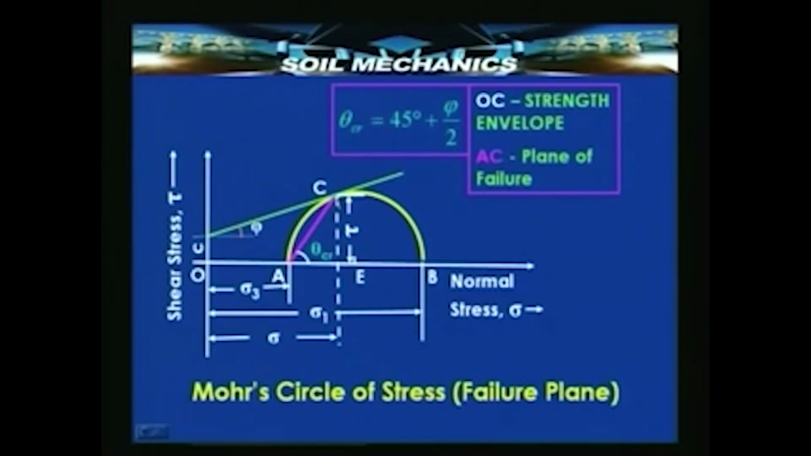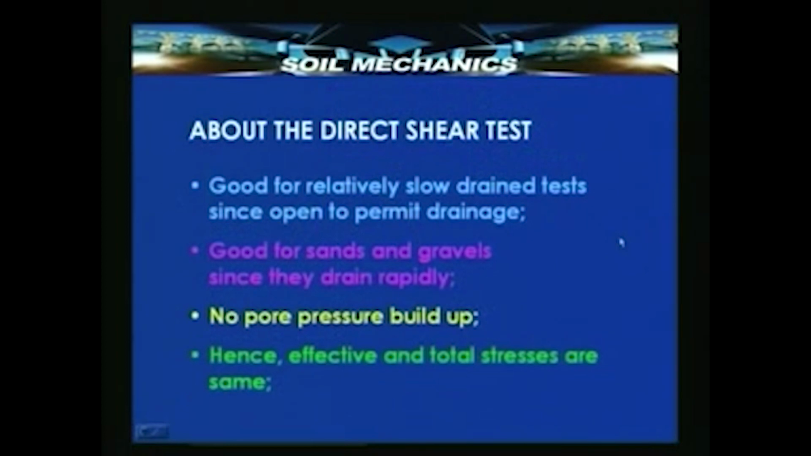here a line drawn horizontally will represent the failure plane, and this angle as always will be the so called critical angle, and it can be obtained as 45 degrees plus phi by 2. OC is the strength envelope here, provided C is 0, and AC is the plane of failure. That is under normal conditions, but in the direct shear test the plane of failure is forced to be horizontal. Now, let us see a number of important points which can be attributed to the direct shear test.